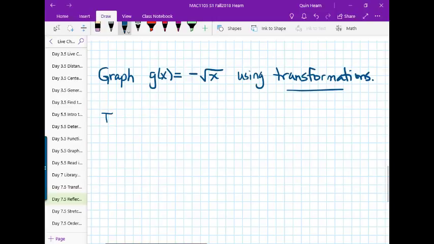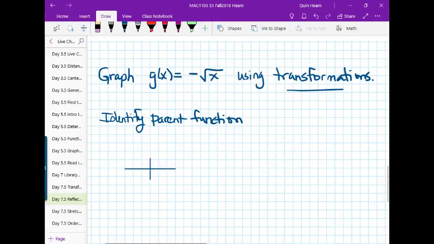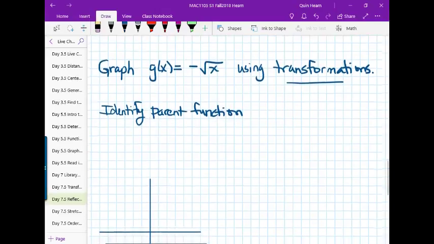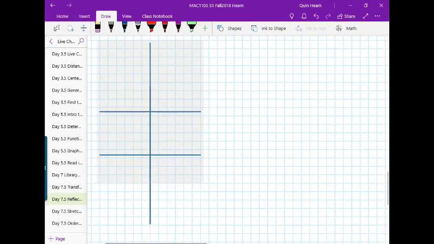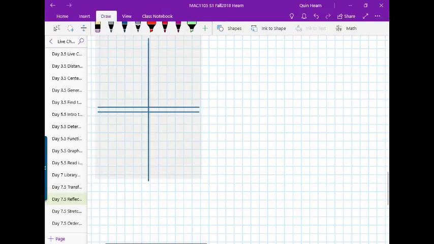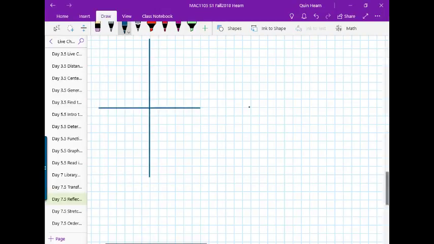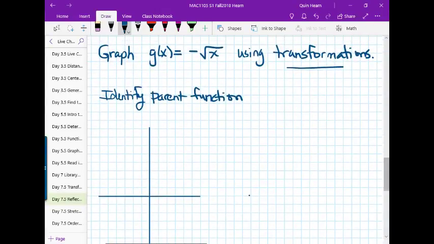So the first thing you have to do is to identify your parent function. Right, so you have memorized this parent function. And so let's draw a picture of it and its key points. Okay, so what would be the parent function for negative square root of x? Well, since it has a square root, we're talking about the function f of x equals square root of x.